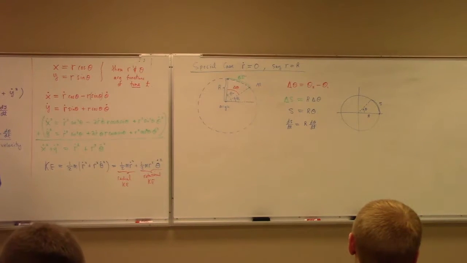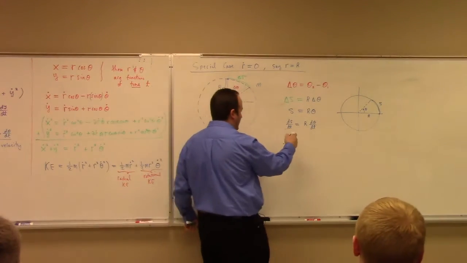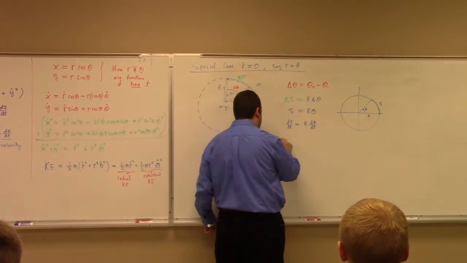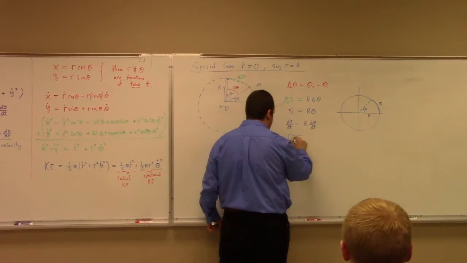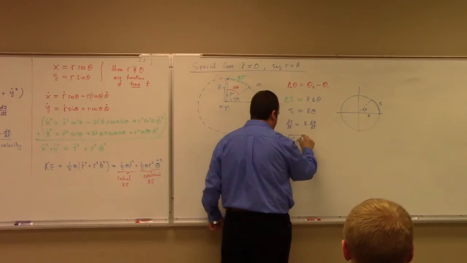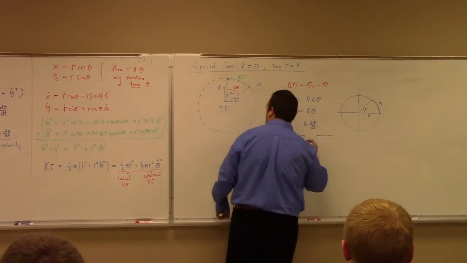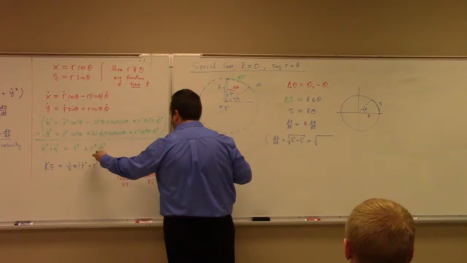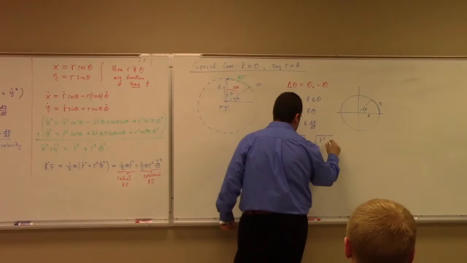What is ds dt though? ds dt is a speed, right? Alternatively you could say, well, ds dt is what? It's the square root of x dot squared plus y dot squared. So you could also look at this as the square root of the stuff we just went through, which was r dot squared plus 0, right?